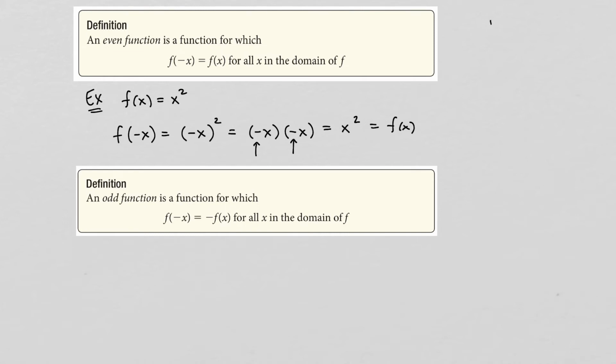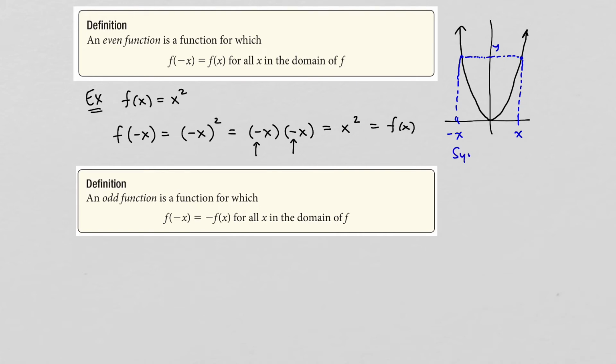Now, if you look at the graph of f of x equals x squared, the graph is a parabola which looks something like this. And there is a geometric meaning to when a function is an even function. So here is a positive value x, and when you plug that into the function, you get a corresponding y value there. And what you should notice is that when you plug in negative x, the opposite of x, you are getting the same y value. And that's because when you have an even function, you have symmetry across the y-axis.